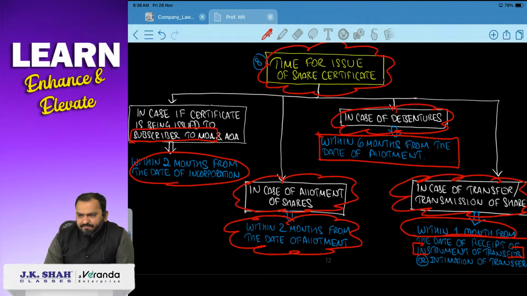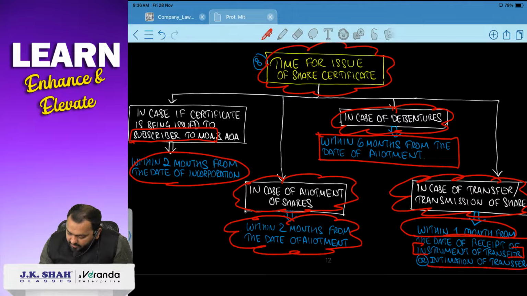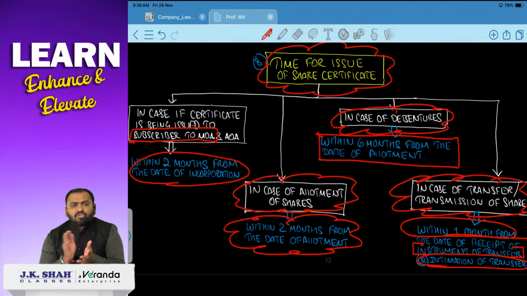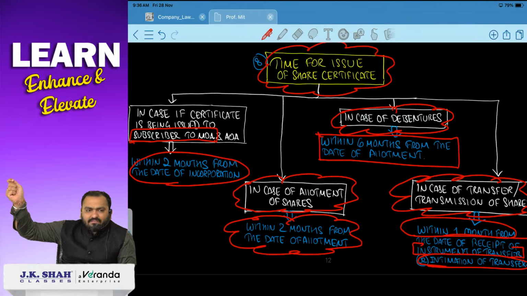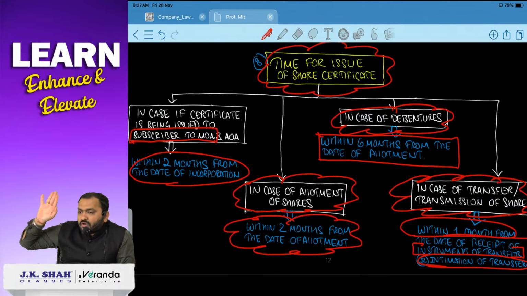Clear everybody? Yes. Or intimation of transfer. What is this intimation of transfer? This is transmission case. See, one, it is a case of transfer of shares. Another is transmission of shares. Transfer of shares means I transfer my shares to you. Therefore now I will apply to the company. For what? Please remove my name from ROM and please add the name of this person. That is transfer. So whatever document I am applying, that document is called as instrument of transfer.